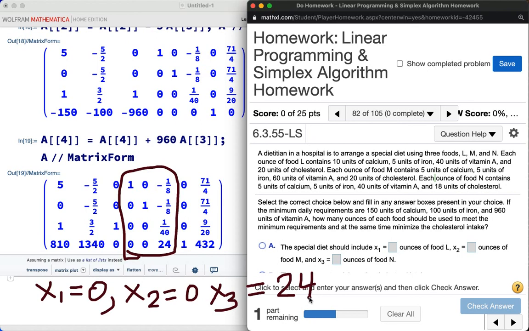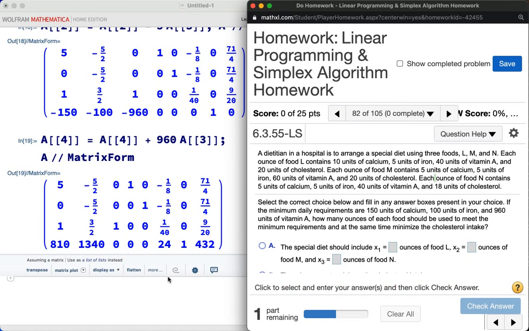Okay, and the minimum value of the objective function, the minimum amount of cholesterol, is going to be 432. Now let's see if this actually makes sense.